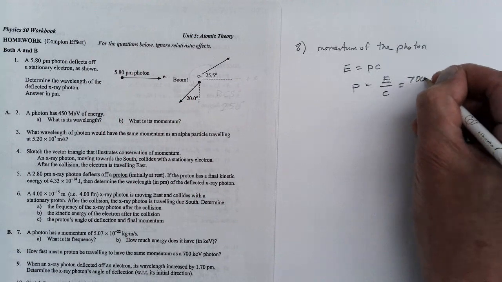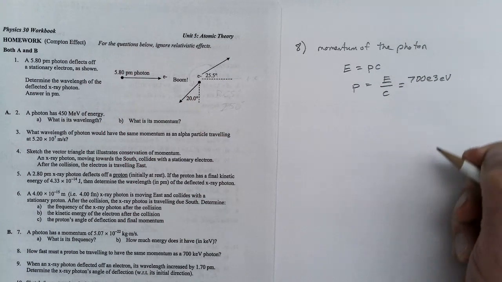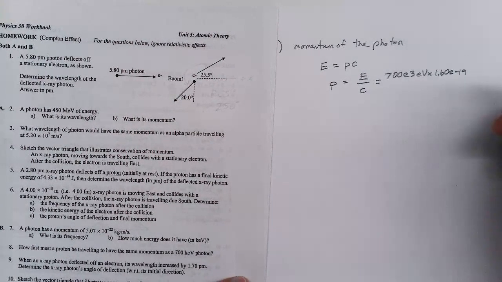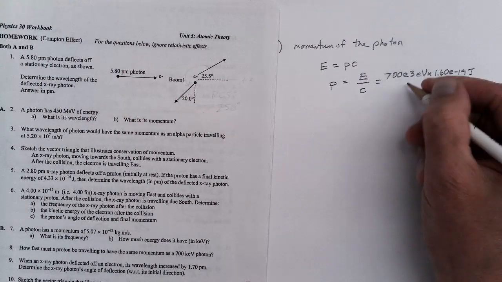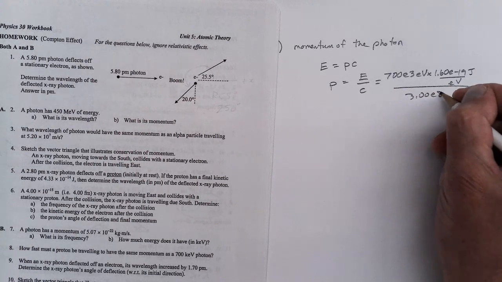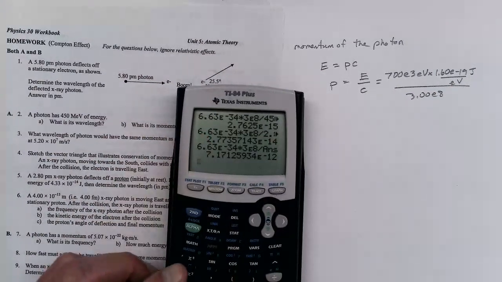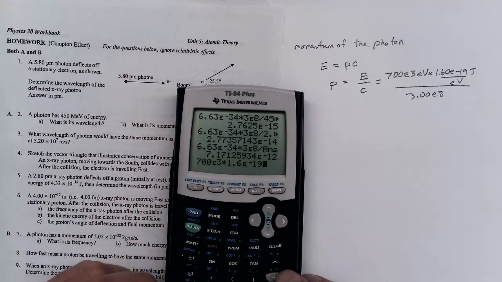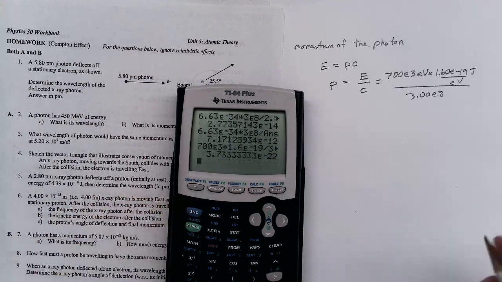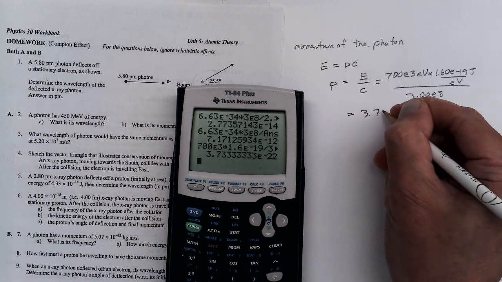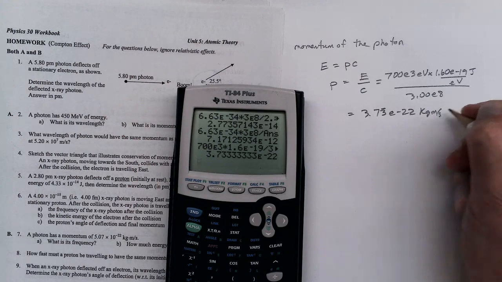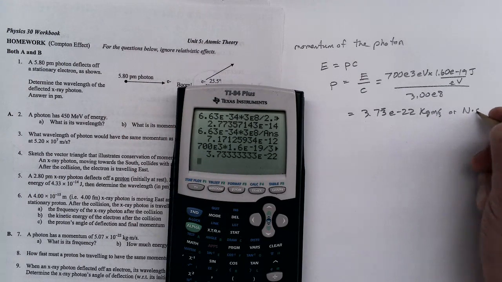Now we're given 700 E3 electron volts, and so I want to convert this to joules. So we're going to multiply by 1.6 E negative 19 joules for every electron volt, and then divide that by 3 E8 meters per second. Okay, I get 3.73 repeat E negative 22 kilogram meters per second or Newton seconds. Either one's fine for a unit.